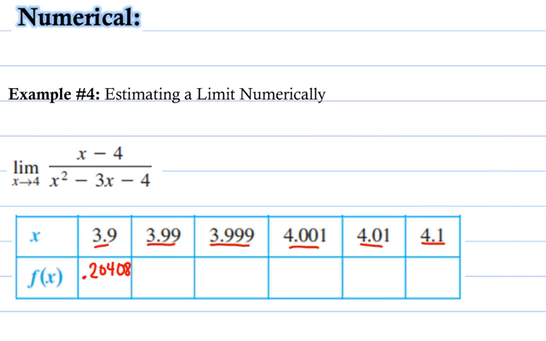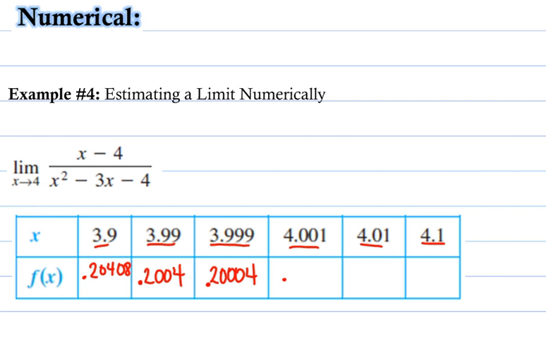In this class, you should get used to using 3 decimal places or 4 decimal places. 4 decimal places is safer. 3 decimal places is a requirement. So next, plug in 3.99, and I get 0.2004. Then I plugged in the next one, and this is what I got, 0.20004. And then so on.